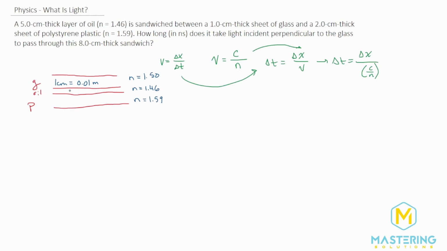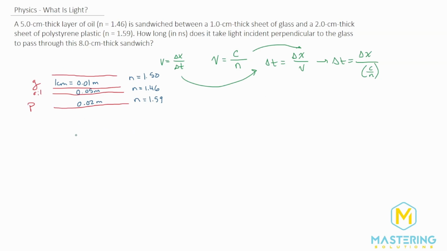I guess I drew this a little weird. The oil should actually be quite a bit thicker. So we have 0.05 meters. And then the plastic is 2 centimeters. So we have 0.02 meters. Okay, so now we have all of our variables in our equation and everything. Now we just have to plug everything in.